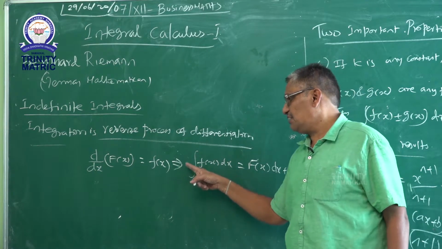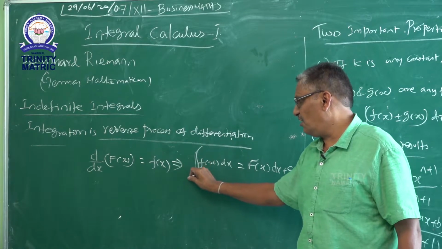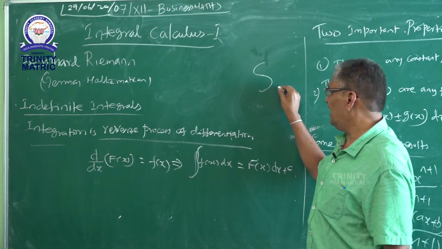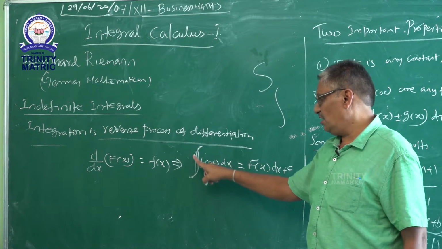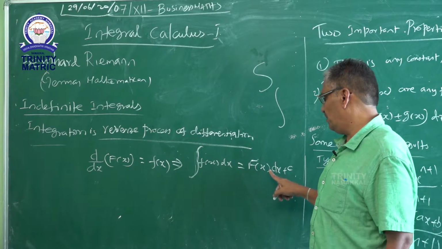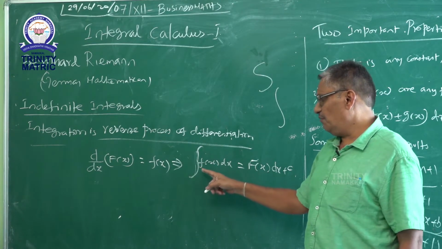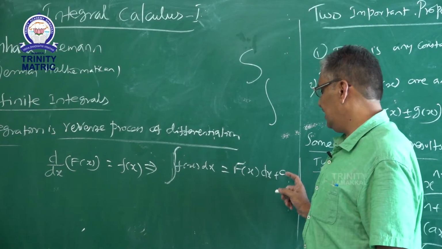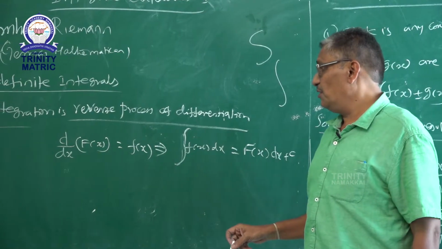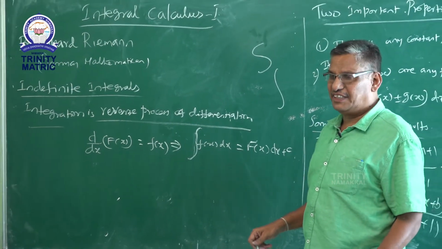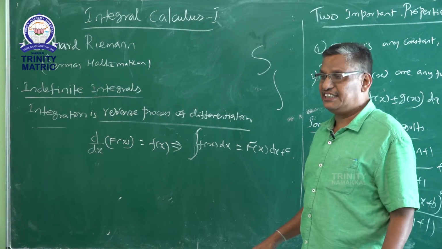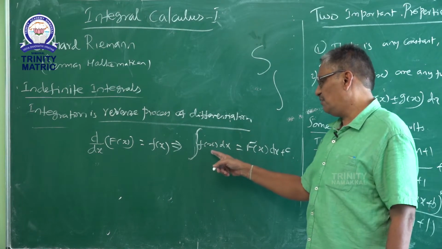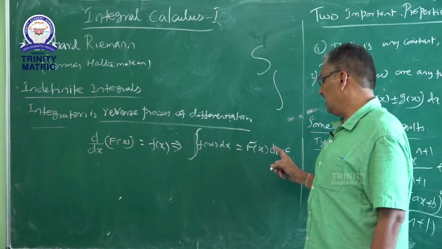What is the reverse process? When you integrate, the S is elongated; that is the integration symbol. Integration of small f of x dx is equal to capital F of x plus c. C is the integral constant. When you differentiate a constant function, we get 0. So when we integrate, we get some constant.